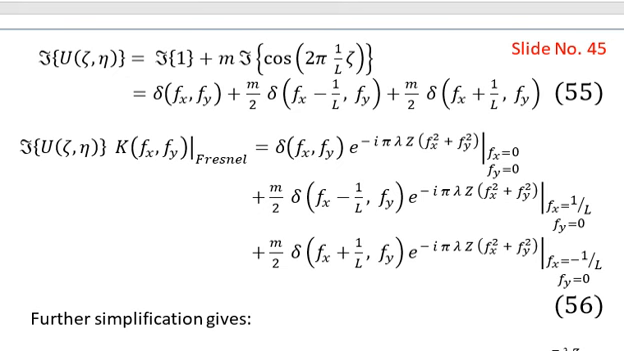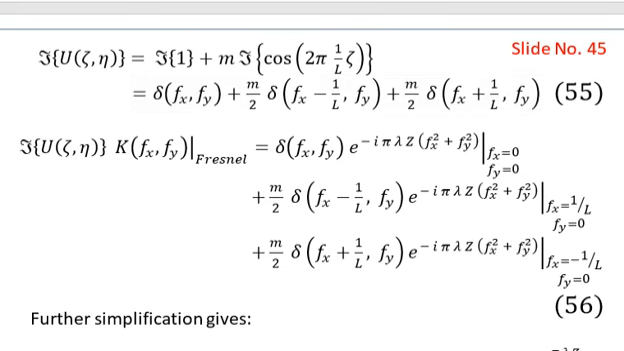So the whole Fourier transform of the input field contains three delta functions. One is delta of fx comma fy, the second is delta of fx minus 1 over L comma fy, and the third is delta of fx plus 1 over L comma fy. The first delta function will be non-zero only when fx is equal to 0 and fy is equal to 0. The second will be non-zero only when fx is equal to 1 over L and fy is equal to 0. The third will be non-zero only when fx is equal to minus 1 over L and fy is equal to 0. For all other values, these three delta functions are equal to 0.